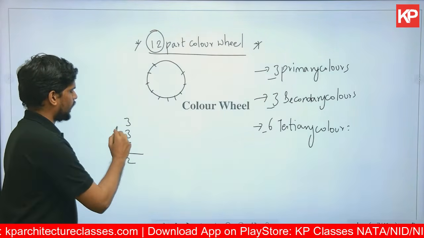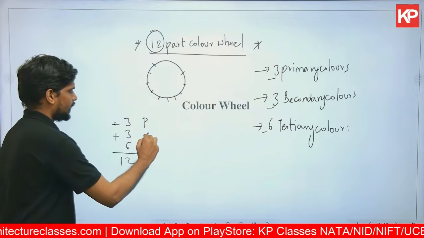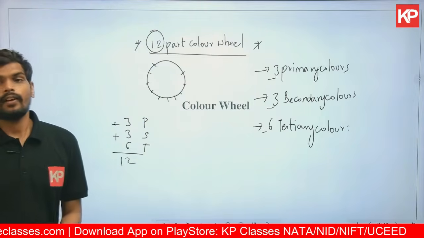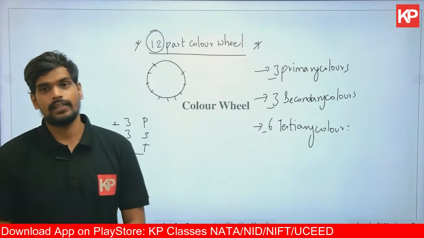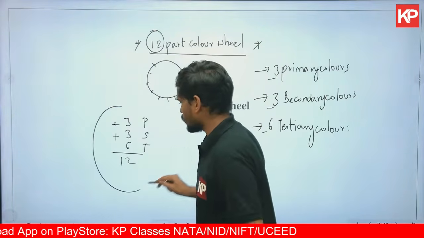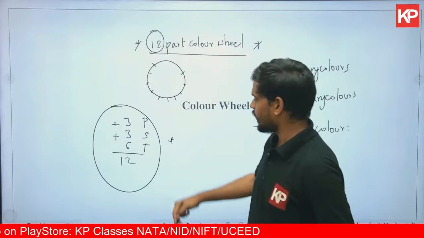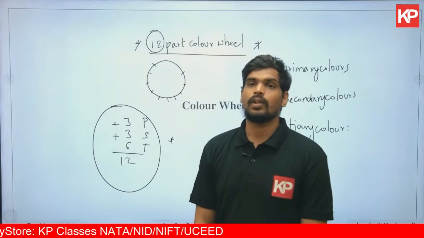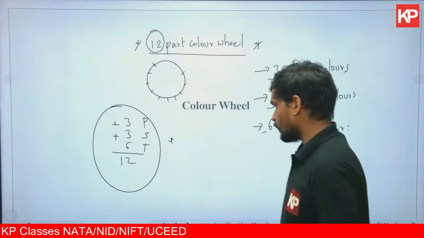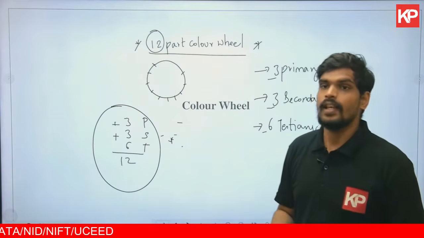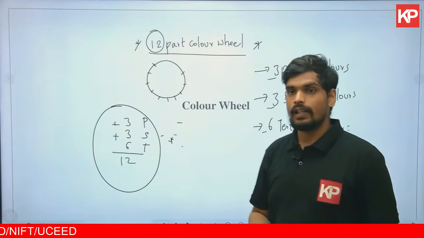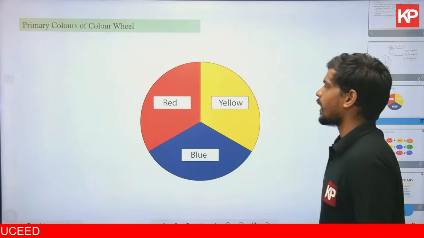The total is 12: 3 primary, 3 secondary and 6 tertiary. Overall you get 12 colors in the color wheel. That is the distribution you have to remember with respect to the color wheel. Let me start by telling you what the 3 primary colors are. We'll first study primary, then secondary colors, then tertiary colors, and then we'll look at the overview of the color wheel together. Starting with the primary colors.